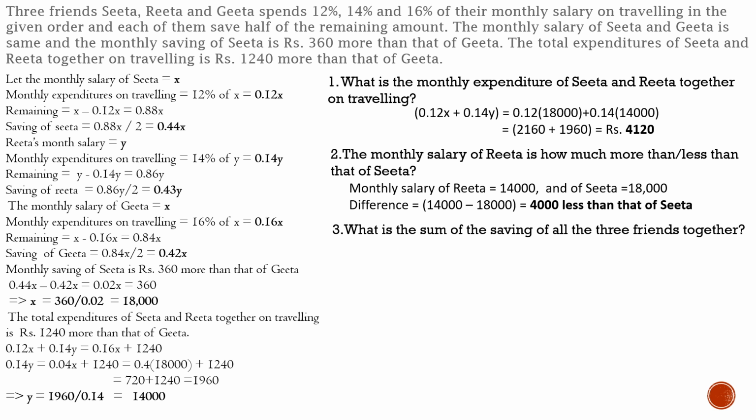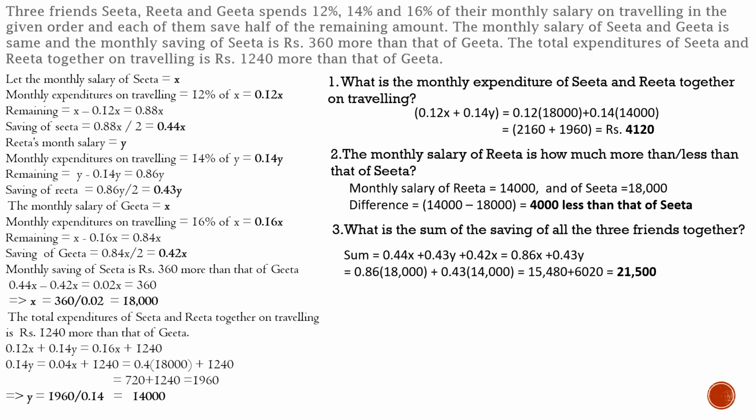What is the sum of the savings of all three friends together? Now the saving of Sita is 0.44x, for Rita 0.43y, for Geeta it is 0.42x, and substitute the values of x and y here. So that will be 0.44x plus 0.42x. You can write it as 0.86x, and in place of x you put 18,000. So 0.86 into 18,000 plus 0.43 into 14,000. So total 15,480 plus 6,020, 21,500 is the total savings of all three friends.